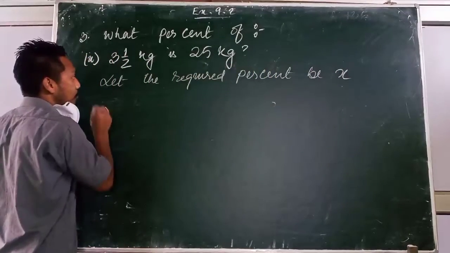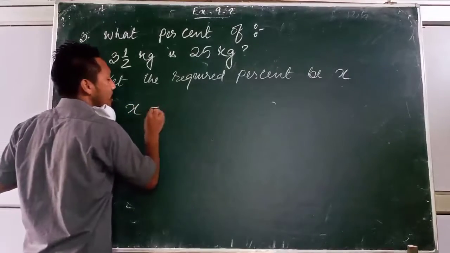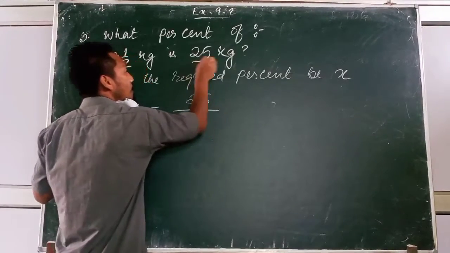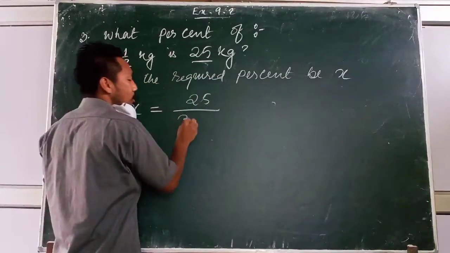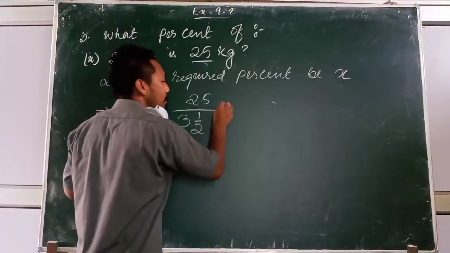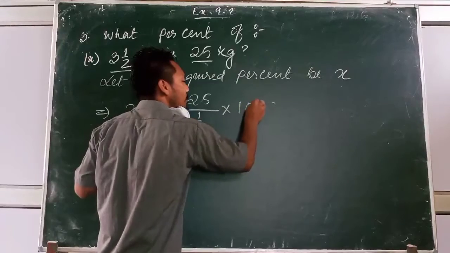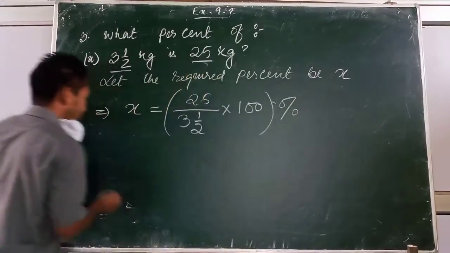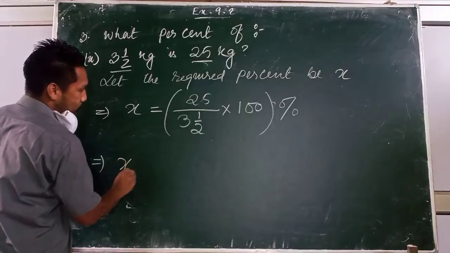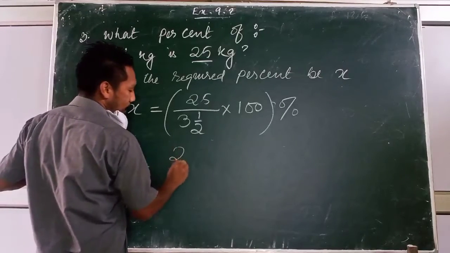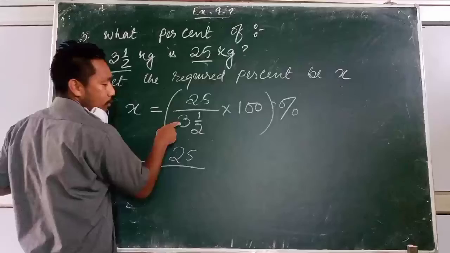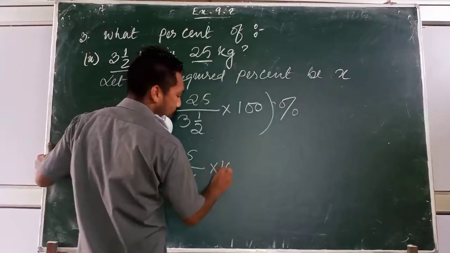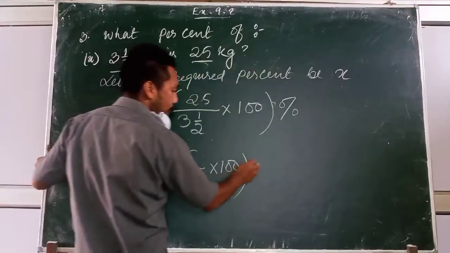So it implies that x percent is equal to 25 divided by whom? 25 is divided by this one, that is 3 1 by 2, and then multiply by 100. You have to multiply by 100 and put the percentage sign here. So x will be equal to 25 divided by 3 2s are 6, 6 plus 1, that becomes 7 by 2, into 100. Okay, so bracket close.